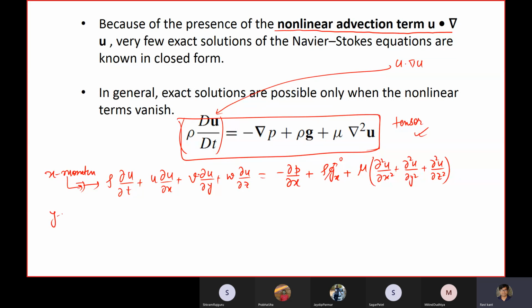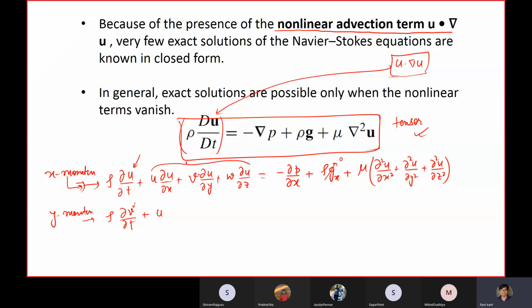Let me also write the y momentum equation for clarity. So this reads rho dou v by dou t. Notice that the scalar variable u, the x velocity, is replaced by the y velocity v, and this is the usual u dot del u. This is how you write the advection terms. So these three terms are essentially the advection terms, and this is essentially nonlinear in nature.